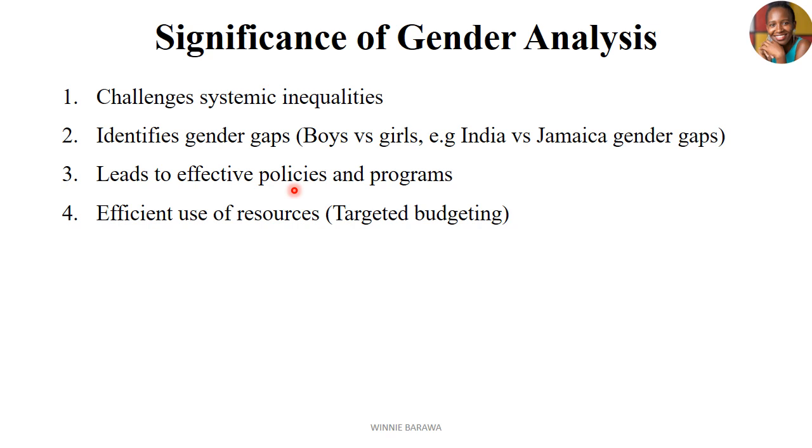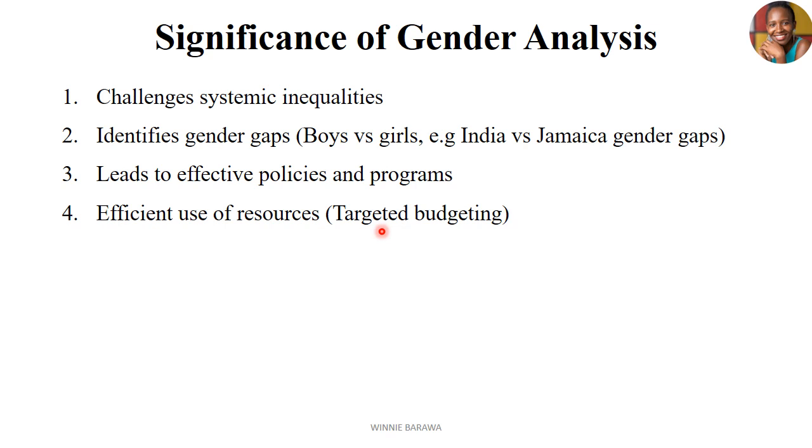And number four, you can have efficient use of resources. This is what we talk about as targeted planning and budgeting. With gender analysis, you can see the variations, like what is different between men and women, what is different between boys and girls. And so if it's an assembly of politicians or legislators, then they can sit down and come up with policies that promote equal use of resources for either gender.